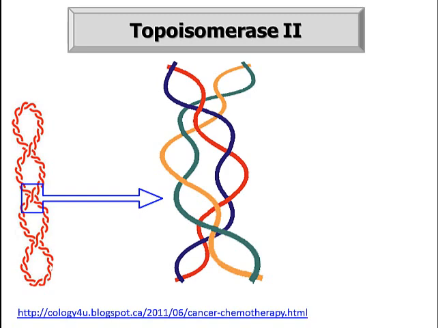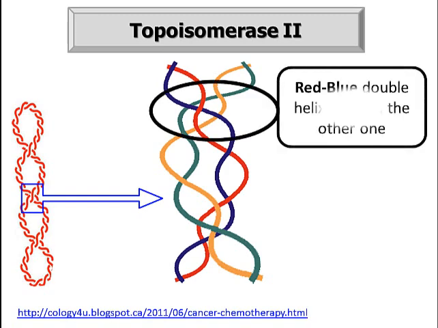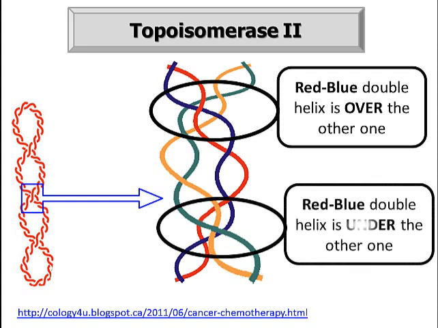As you see, the double helix of red-blue on the top is over the other double helix, and in the bottom is under the other double helix. This is the main reason for the supercoil. Let's see what topoisomerase 2 does in order to solve the situation and make it easier.